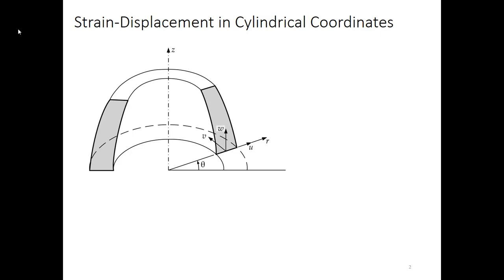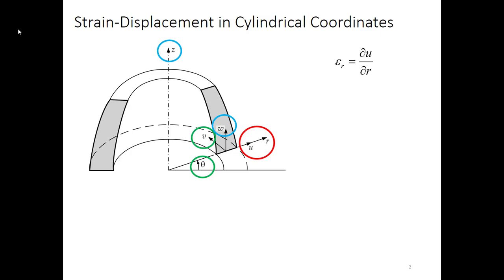So this slide introduces that cylindrical coordinate system. In particular, as you can see here, we have displacement in the radial direction being called u instead of the x direction as for Cartesian. Displacement in the theta or tangential direction is called v, and finally displacement in the z direction or axial direction is called w. So u, v, and w are being used, but they are three different directions.